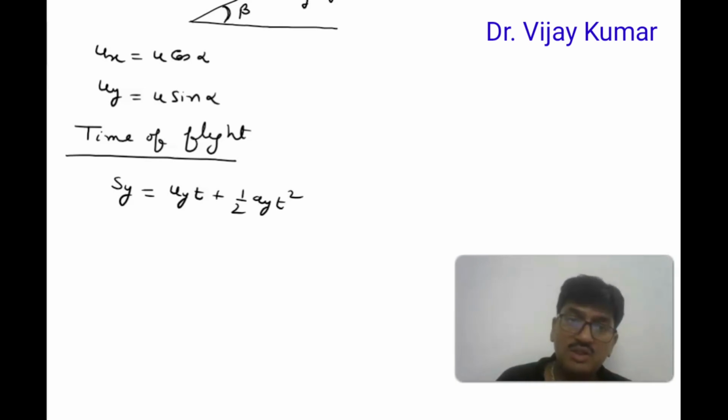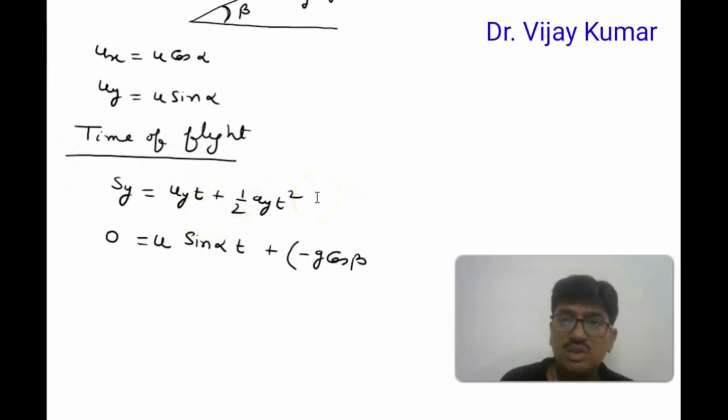So sy, there is no sy, it should be 0, and uy should be u sin alpha times t, plus ay, which should be minus g cos beta, into half t square. So g cos beta t square should be equal to u sin alpha t.